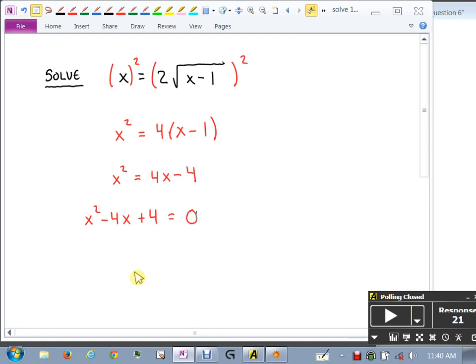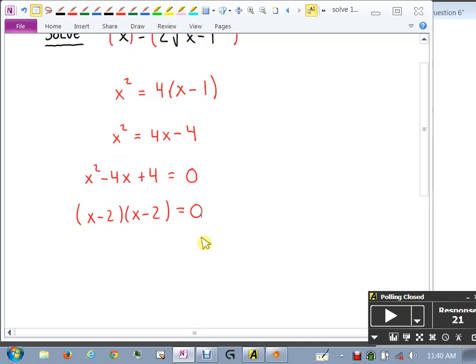Does this factor? Yes. X minus 2 times x minus 2. And the whole purpose of doing that is so that we can set each of those factors equal to 0. You get one answer. What is it? 2. X is positive 2.